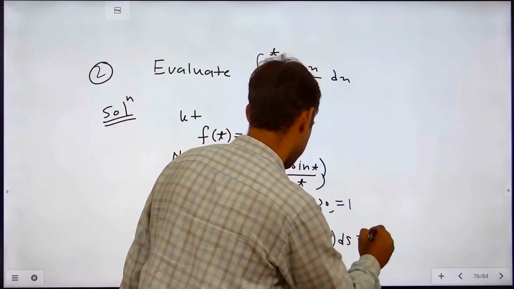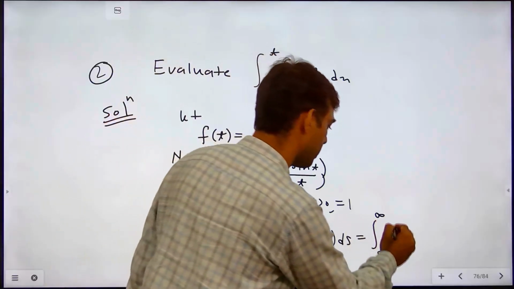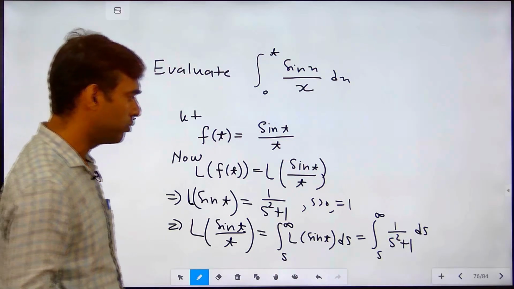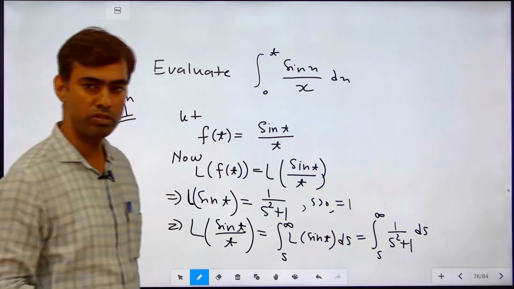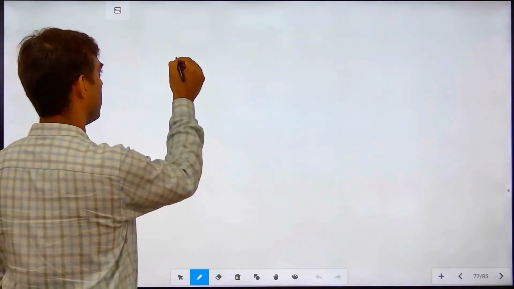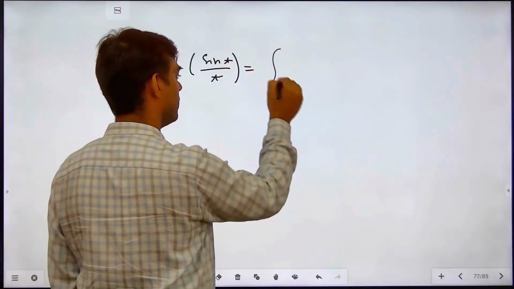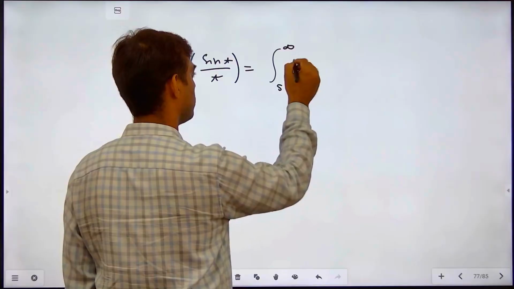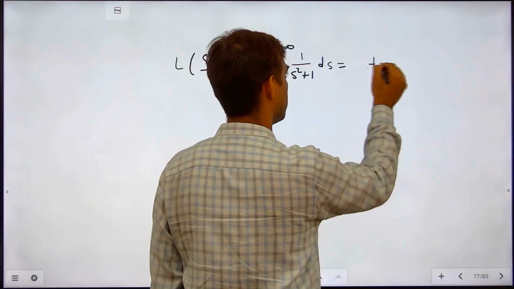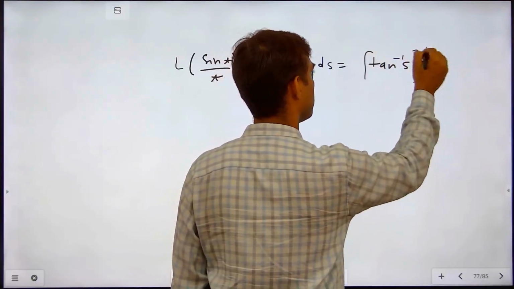So, this becomes the integral from s to infinity of 1 upon s square plus 1 ds. And we know that the integration of 1 upon s square plus 1 with respect to s is tan inverse s. So, the Laplace transform of sin t upon t equals tan inverse s, with upper limit infinity and lower limit s.